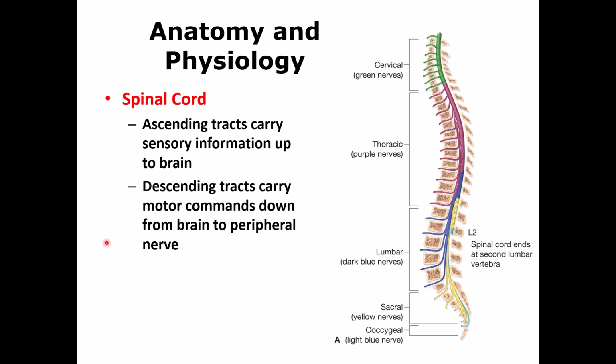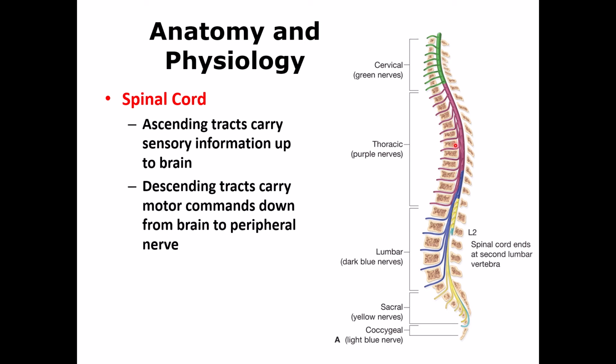The spinal cord is located in the vertebral column. So this is the vertebral column, and this is the spinal cord. It starts from the end of the medulla oblongata until L1 and L2, so around this area. And it receives sensory information from the skin and joints, and also it carries motor information to the muscles.